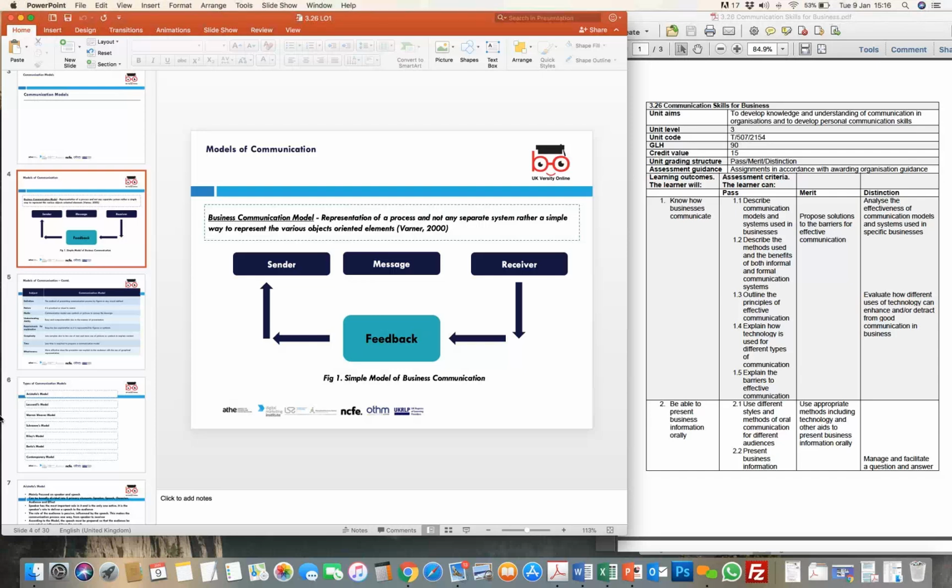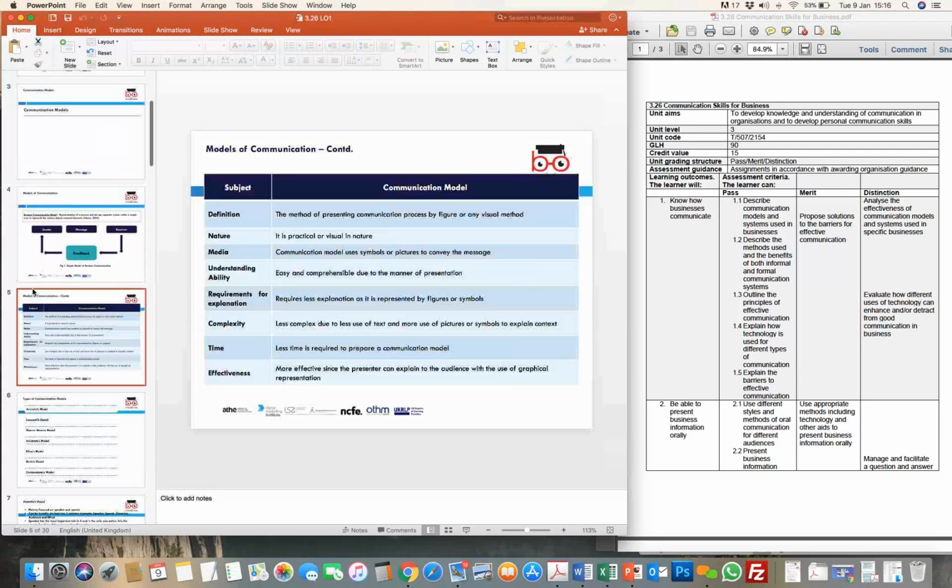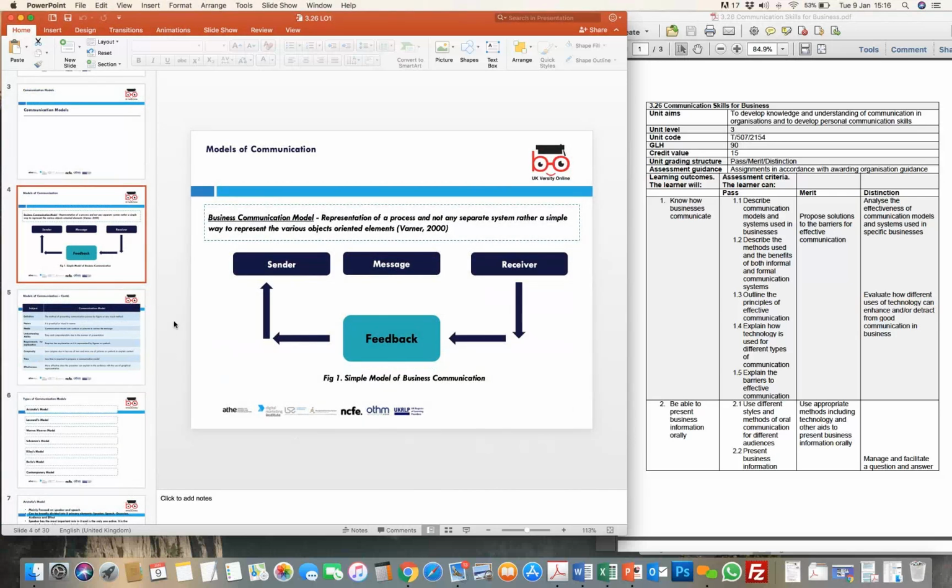Okay. Now, what I've explained is what you see on this particular slide. The method of presenting the communication process by a figure or a visual method is what I've depicted here. If somebody asks you to draw out a communication process, you would draw a sender sending a message being received by the receiver, and then a dotted line which gives feedback back to the sender. That would be nothing but a communication process.